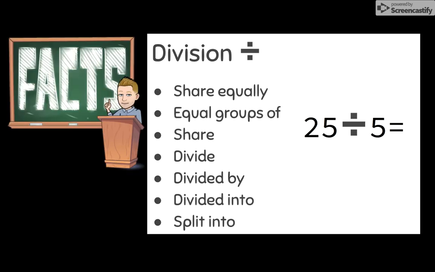Division. When we hear share equally, equal groups of, share, divide, divided by, divided into, or split into, that's a massive clue that it's a division problem and that we have equal sharing to do. So 25 divided by 5. 25 split into 5 equal groups. What happens if we share 25 into 5 groups? How big is each group? So you can see there that vocab really aligns itself to division problems.